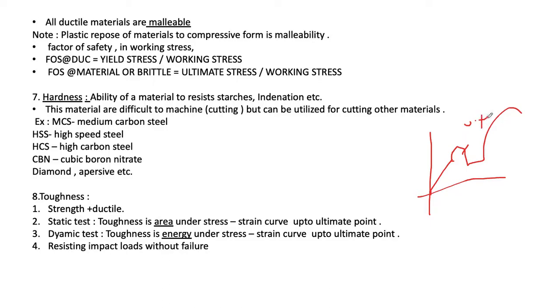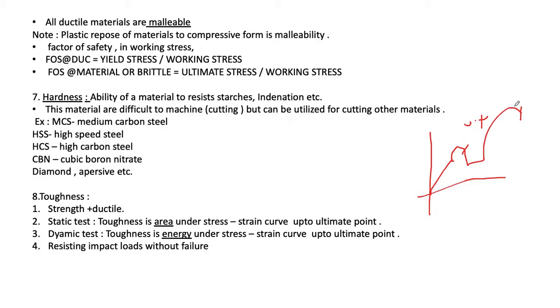When the factor of safety for a ductile material is nothing but yield stress by working stress. For a brittle material, the factor of safety is nothing but ultimate stress by working stress. This is the yield stress. This is the ultimate stress, and this is the breaking point. Up to the ultimate point the load is applied in the brittle material for the factor of safety.